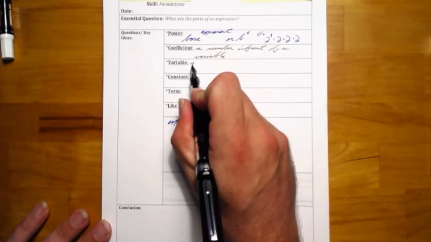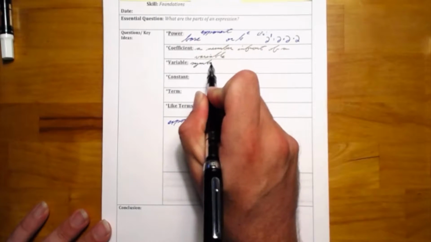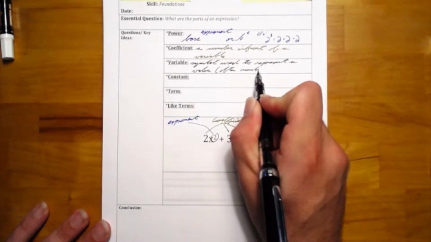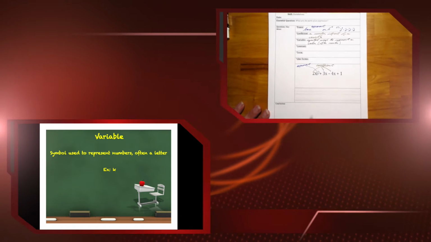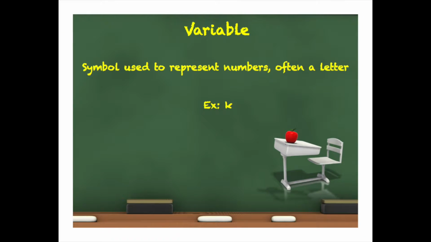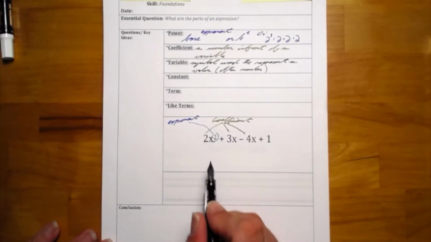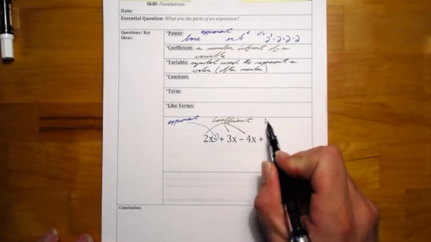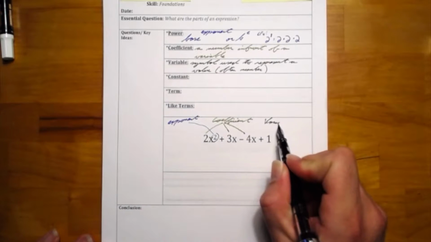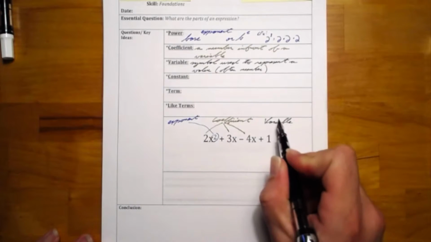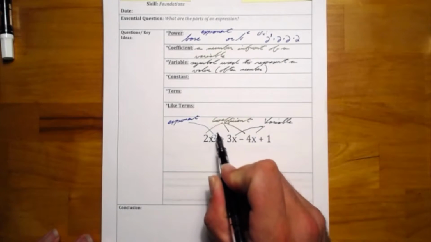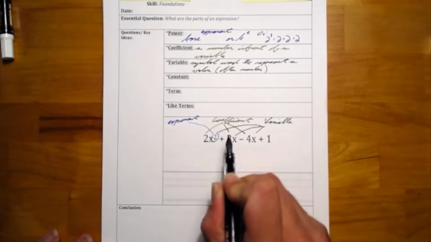Our next part is a variable, and variables are used to represent numbers, often letters. Examples of variables could be the letter K. Greek letters are also common to use. In this example, we see there's a couple different types of variables. There are x's, and there is an x squared. X's are not the same variables as x squareds.